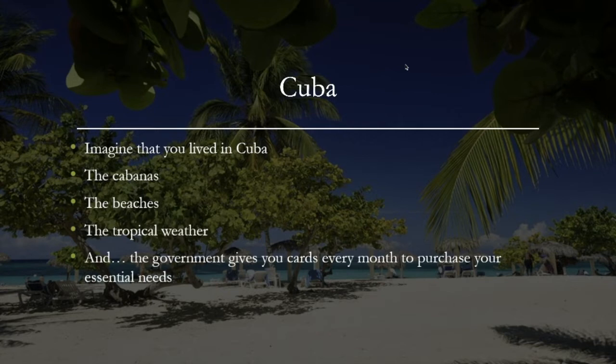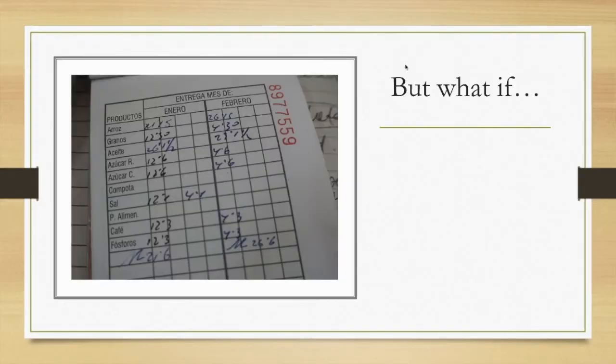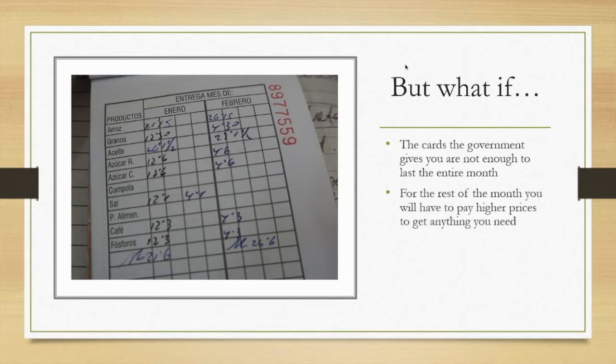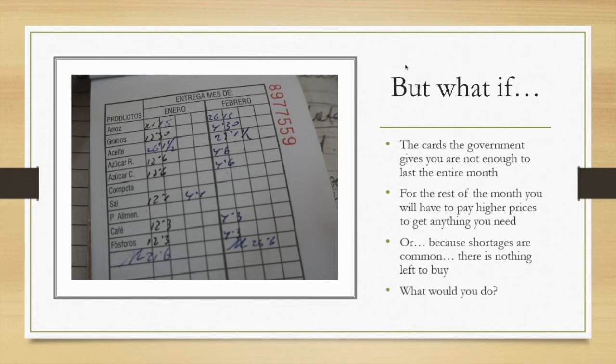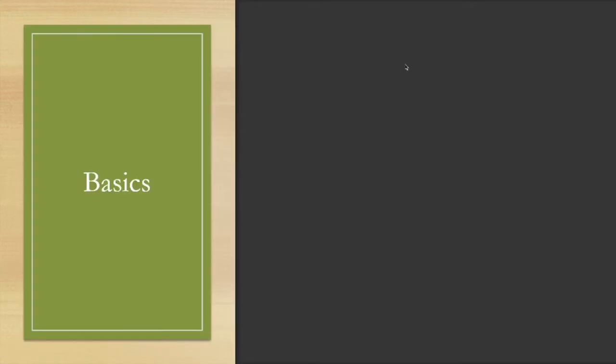The government is going to give you a card. And every month you have on that card a certain amount of stamps that you can get that will decide your essential needs, how much of everything. But what if it isn't enough? You run out. You don't have enough stamps to get everything that you need for the month. So then anything that you need over that, you have to pay pretty high prices. And that's if you can find it, because shortages are pretty common, so you're not going to be able to find it at all. How are you going to handle that? How are you going to figure out how to meet your essential needs? But that's the basics of centrally planned.